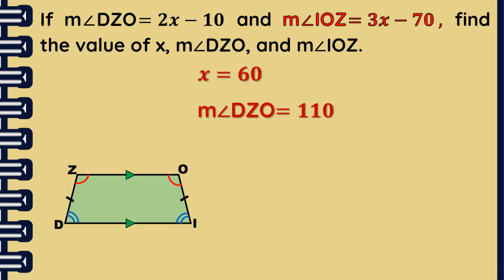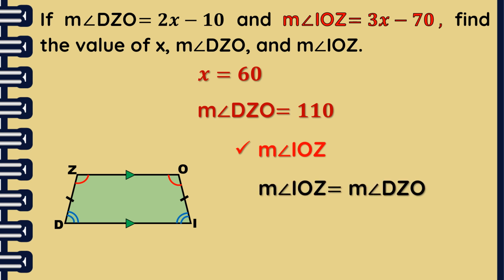We now solve for the measure of angle IOZ. Measure of angle IOZ is equal to the measure of angle DZO since these two angles form a pair of base angles. Since the measure of angle DZO is already solved, we have 110. Then the measure of angle IOZ is also 110.